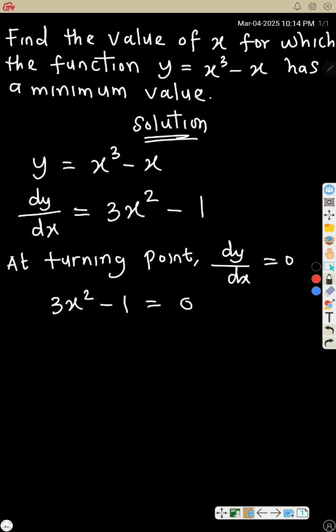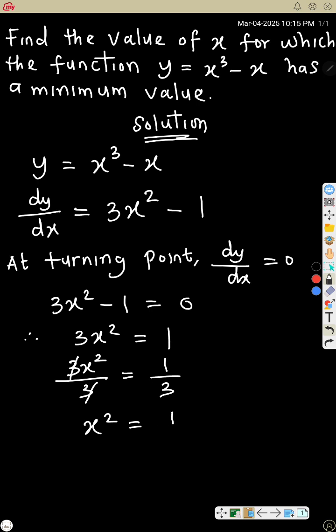Now find x. Collect like terms. 3x squared will equal 1. You know this is minus 1. If we cross the equality sign, it will change to plus 1. So this will be 3x squared. Divide both sides by 3. So that is 3x squared over 3 equals 1 over 3. So 3 will cancel out.